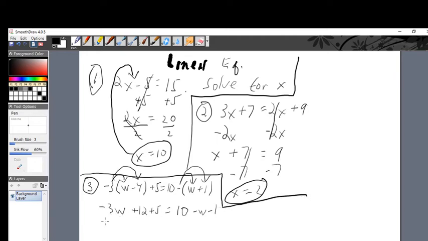Okay, now it's still not cleaned up because I got like terms on this side and on this side. So let me keep cleaning. Minus 3w plus 17 equals 10 and negative 1 is going to be 9 minus w, right? 10 and minus 1 is going to be 9 and then minus w. Now we got w's on both sides.